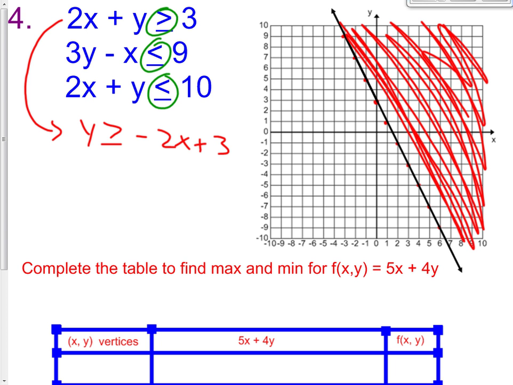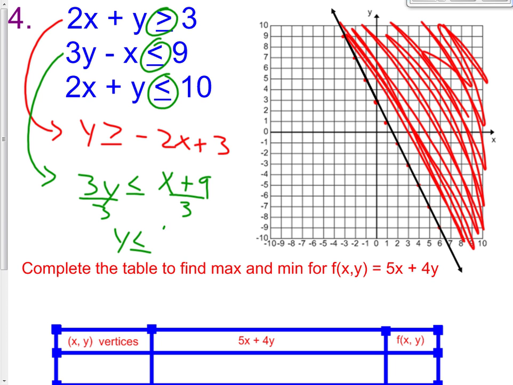Second equation I'll do in green. So we have, adding an x to both sides, 3y is less than or equal to a positive x plus 9. Divide both sides by 3. Y is less than or equal to 1/3 x plus 3.